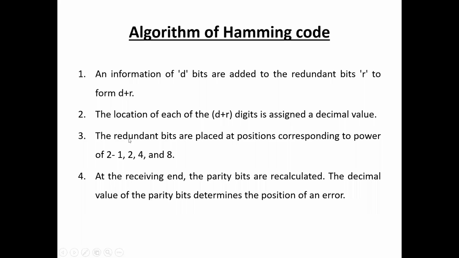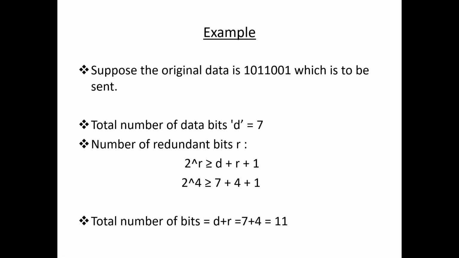Next, third step. The redundant bits are placed at positions corresponding to the power of 2: 2 power 0, 2 power 1, 2 square, 2 cube, 2 power 4, 2 power 5 and so on. Here 2 power 0 is 1, 2 power 1 is 2, 2 square is 4, 2 cube is 8. And at the receiving end, once again we calculate the parity bits. Now we see one example here.